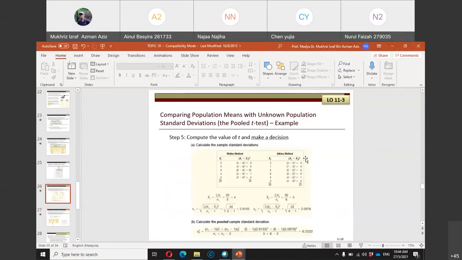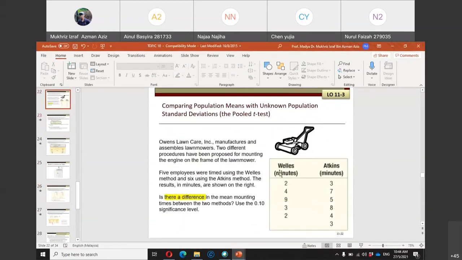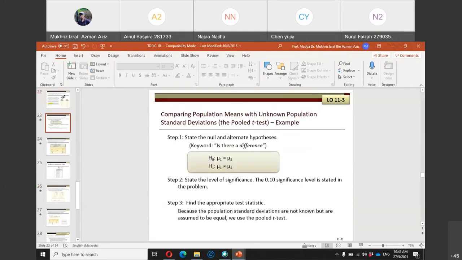U and S. Here, if you look at the calculation, Wellis and Atkins, whenever you want to test a difference, it doesn't matter whether it is Wellis minus Atkins or Atkins minus Wellis. But again, it's how you write down your H1. Because when it comes to difference, compared to longer or bigger than or smaller than, for those you must put the notation or the sequence in your H1 correctly.